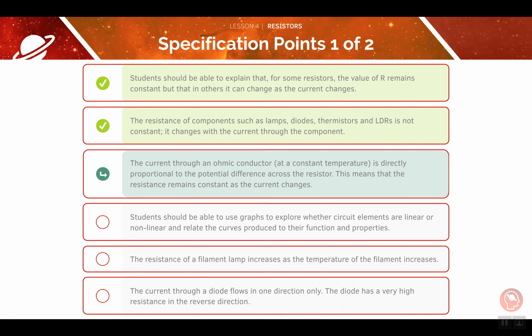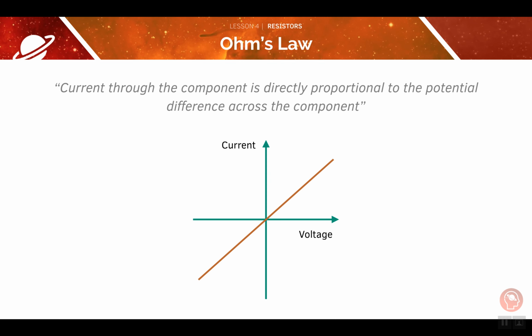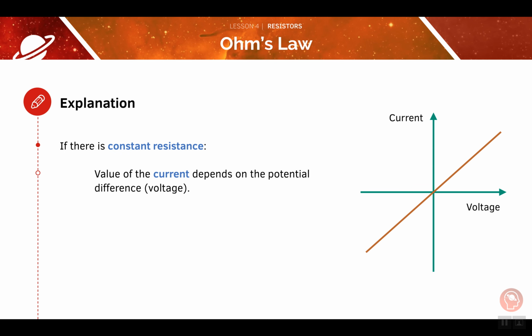Now let's move on to our next learning objective. We'll be looking at the current through an ohmic conductor. Ohm's law is a special relationship between the current and the potential difference of a component. As we can see here, Ohm's law gives us this characteristic straight line graph. In simple terms, Ohm's law says that if a resistance is constant, then the value of the current will depend on the potential difference.